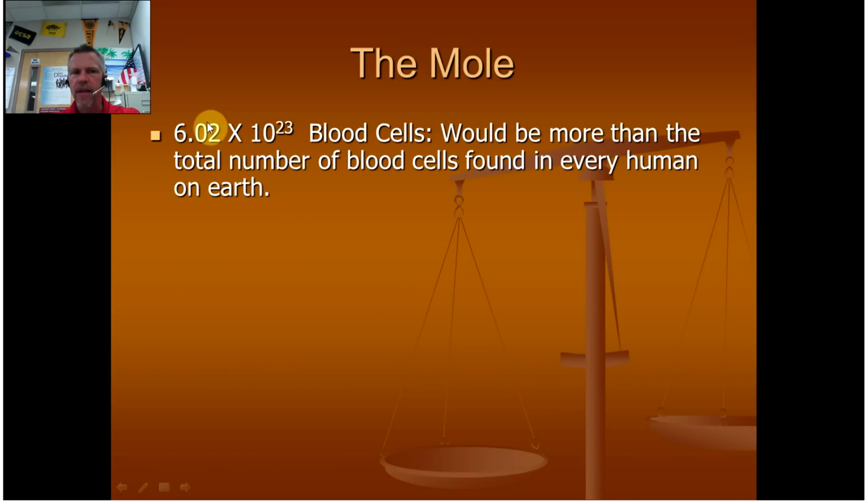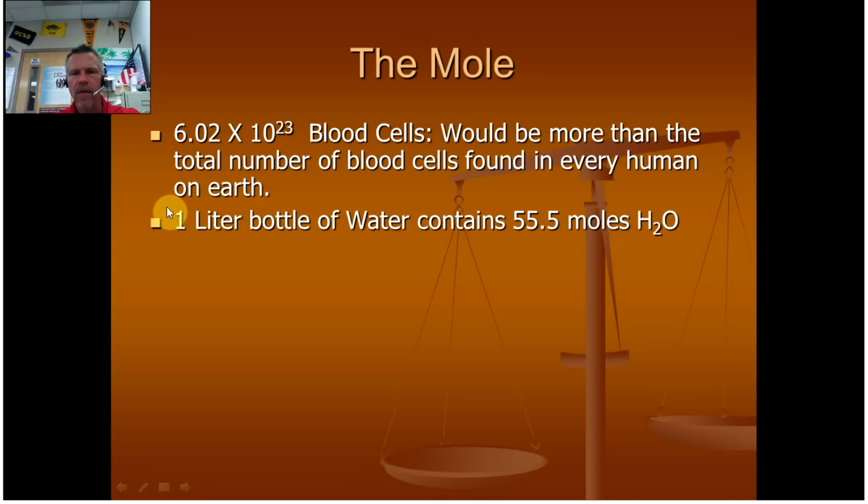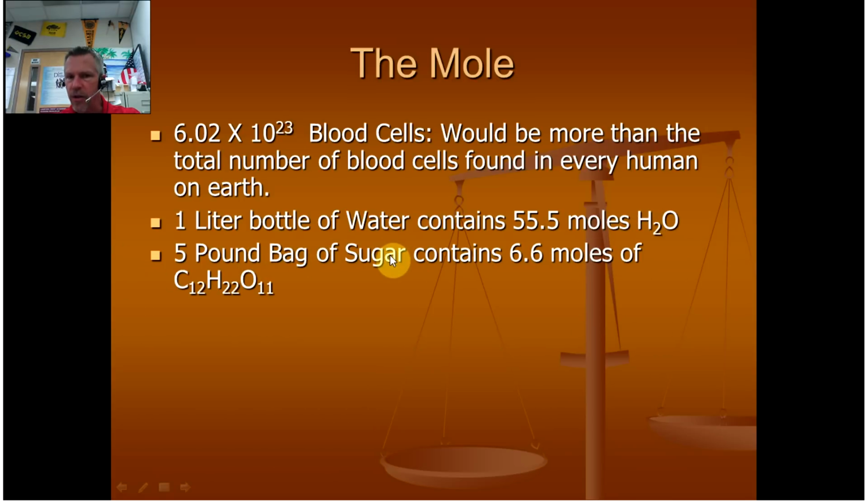Some more facts. If you had 6.02 times 10 to the 23rd blood cells, that's more than the total number of blood cells found in every human on the planet added together. But kind of flip that a little bit. In a liter of water, there are 55 moles of H2O. In a 5-pound bag of sugar, which is sucrose, the formula of which is C12H22O11, there are 6.6 moles of sucrose.